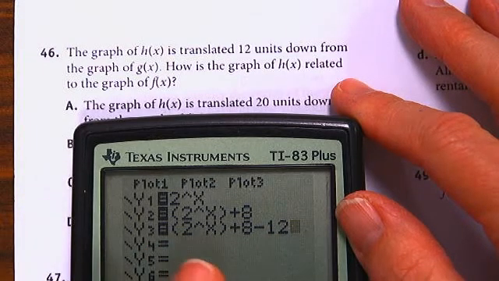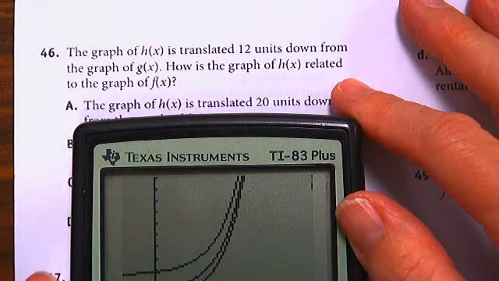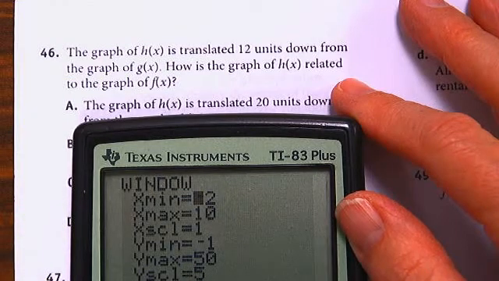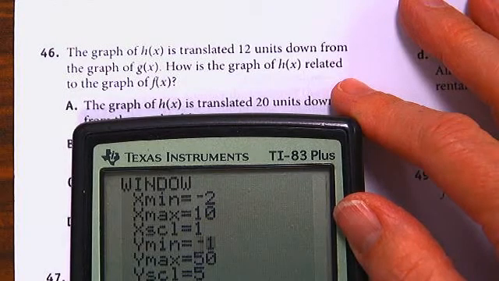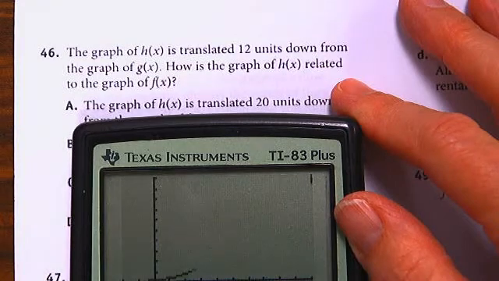What's that graph going to look like? Oh, we can't even quite see it. We would need to adjust the window for that. But we can adjust the window by saying that my minimum y is going to be negative 6. And now let's see the graph.